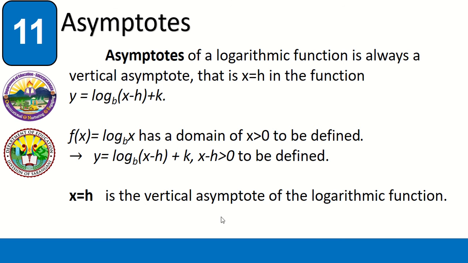We know that the asymptote is somewhat opposite of the range and domain. So we look at the domain. Here, x minus h is greater than 0, and the first vertical line that the graph approaches but never touches is x equals h. And that is our vertical asymptote of the logarithmic function.